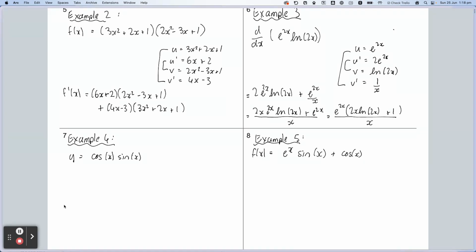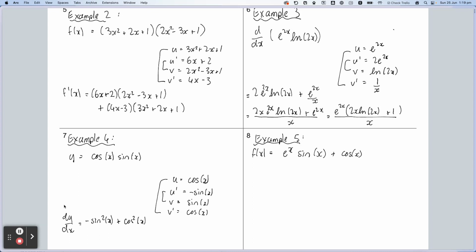Okay, example 4, y equals cos x times sin x. We have u is equal to cos x, and therefore u dash is equal to negative sin x. v is equal to sin x. v dash is equal to cos x. Inside, outside, put it all together. dy by dx is equal to the inside, which is minus sin x times sin x. That'll be negative sine squared x. Remember, that means sin x times sin x. And then the outside is cos x times cos x.